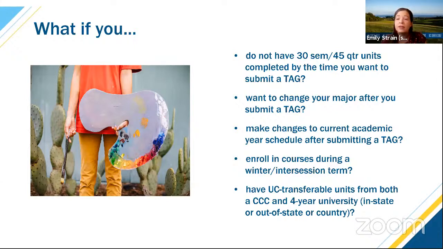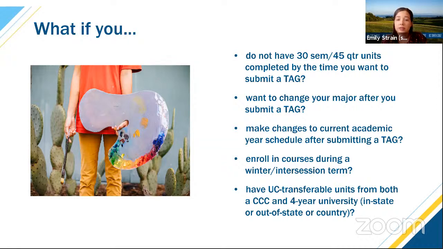What happens if you submit your TAG application and then you decide you want to change your major? Changing your major can affect your TAG decision. So if you maybe accidentally put the wrong major or you need to change your major, make sure that you contact the campus that you submitted a TAG to. It could void your TAG application. So you want to be careful and be sure when you submit your TAG that that is the major that you want to study. The next question is, what happens if you make a change?